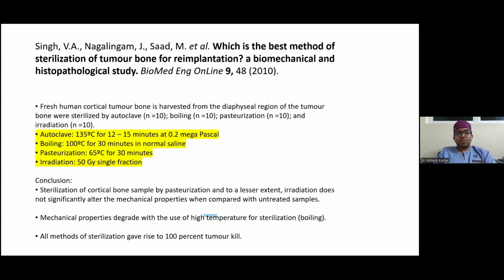So this is a locally produced paper here in UM by Prof. Vivek, on the best method for sterilization of the tumor for reimplantation. So we found that all these methods, autoclaving, boiling, and pasteurization, they all give 100% tumor kill. However, sterilization by pasteurization and irradiation to a lesser extent do not significantly alter the mechanical properties when compared with other untreated samples.